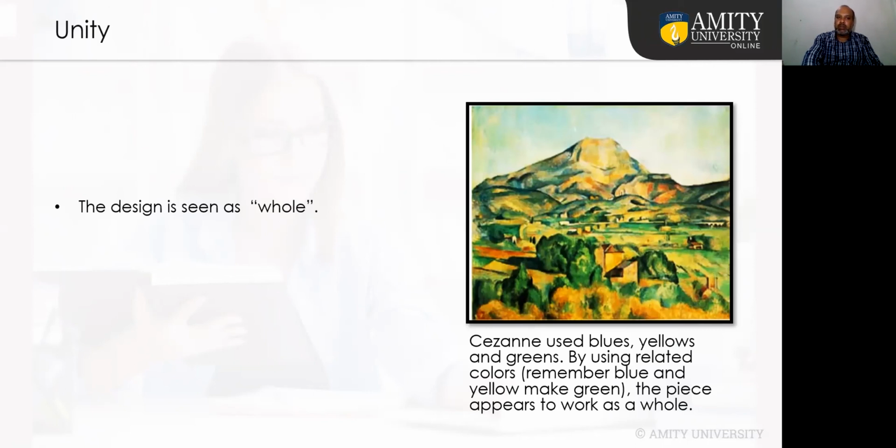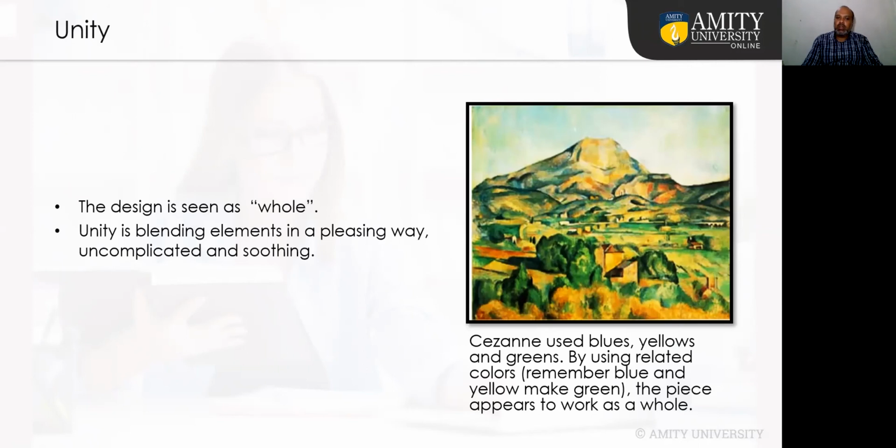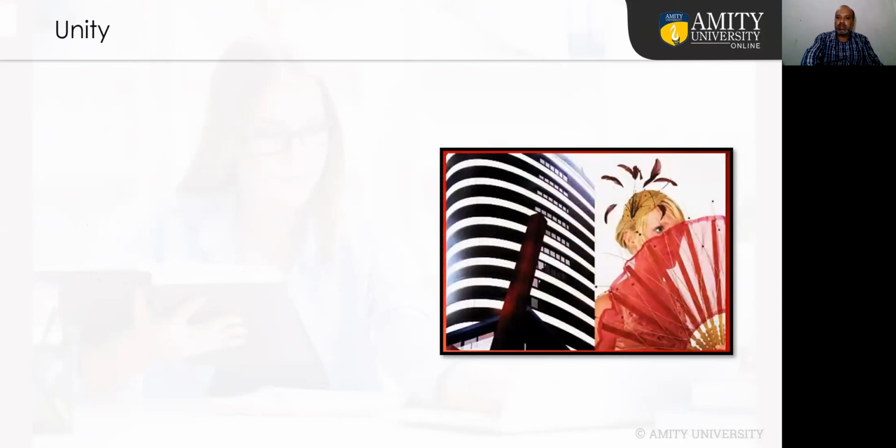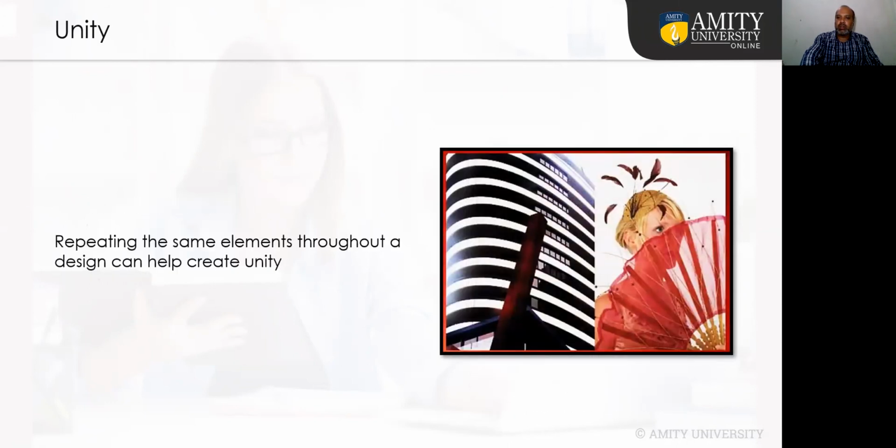This is one of the best examples of unity. Unity is blending elements in a pleasing way, uncomplicated and soothing. Sometimes it can seem monotonous. And this is another example of unity: repeating the same elements. You can see the bar of a building. The building has a similar design again and again, just put together.